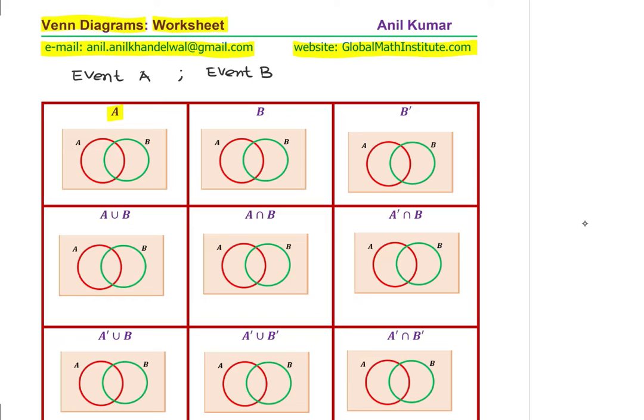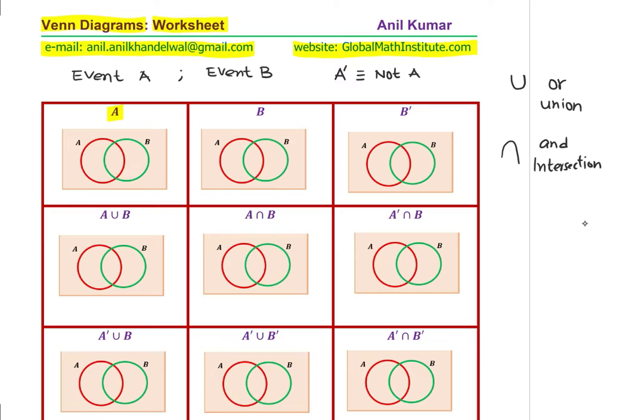We'll look into different combinations of these events using the concept of complements. So when I say A bar, it means not A, the complement of A. And the symbols which we are using here: U means or, union. This symbol is for and, or intersection. Is that clear to you?